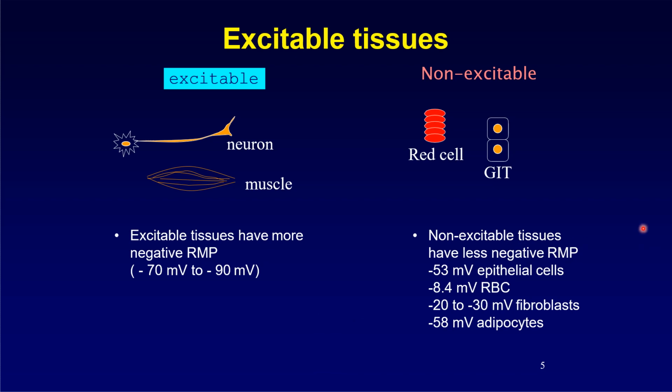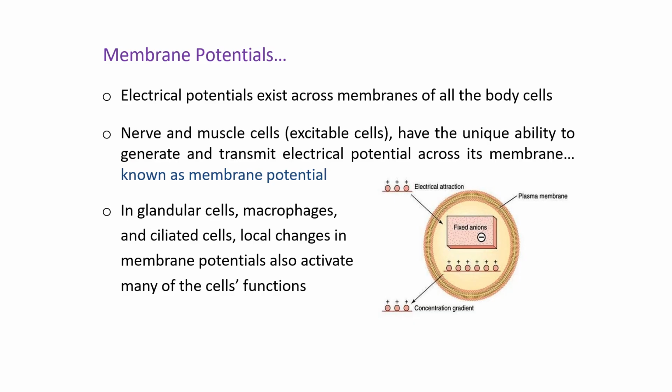So the basic thing is that excitable tissues have a more negative resting membrane potential, and the non-excitable ones have a resting membrane potential but they are not excitable. The electrical potential exists across all the membranes of body cells. The excitable tissues have a unique ability to generate and transmit the electrical potential across their membrane, which is known as membrane potential. And in glandular cells, macrophages, and ciliated cells, local changes in membrane potentials also activate many of the cell's functions.